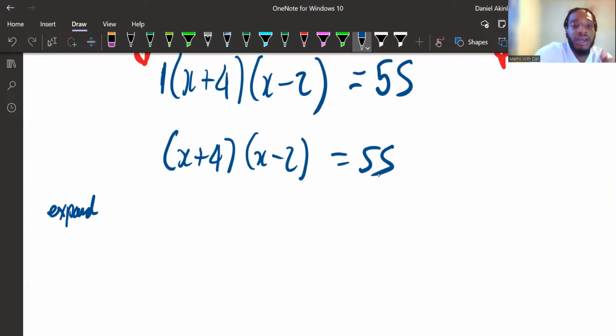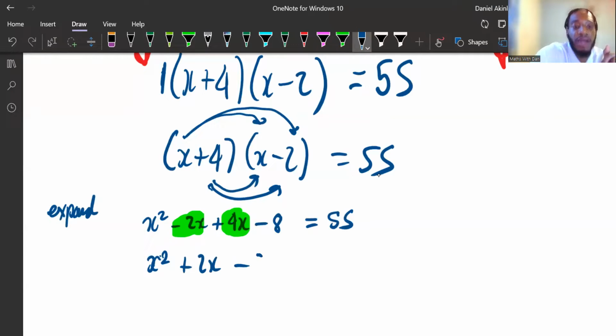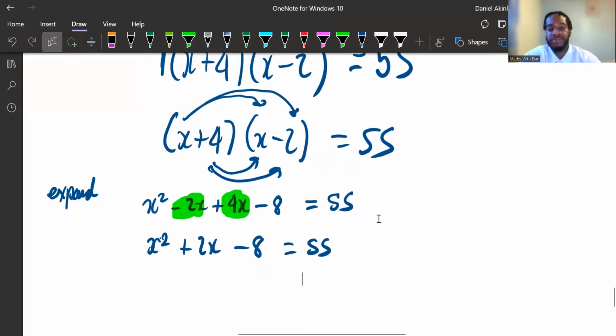Expand the right-hand side. So when we expand this, we're going to get x squared, times -2x, times 4 and x, which is plus 4x, and then 4 times a -2 is a -8, and this is equal to 55. Simplifying this now, -2x and then a plus 4x, this is going to give me 2x. So I'll get x squared plus 2x minus 8 is equal to 55. Does that make sense so far? Just give a couple of seconds.